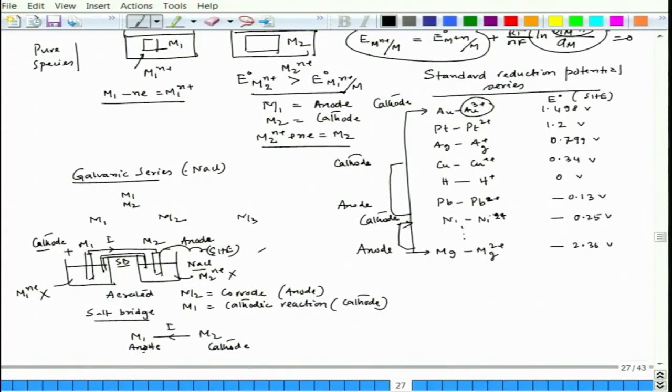So that means we can see that if we compare M1 and M3, definitely M3 is less active and M1 is more active. The more active one dissolves and the less active metal will act as cathode, where the cathodic reaction happens. So M3 would stay on top of M1. Now we have a series which is M3, M1 and M2. If we join M3 and M2, definitely this would be positive, this would be negative.